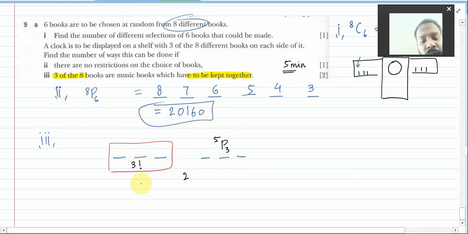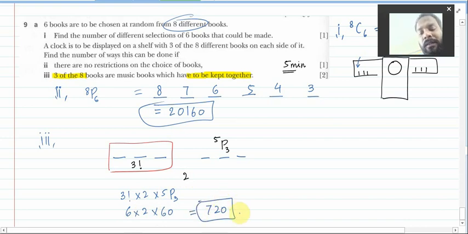So your final answer will be 3 factorial times 2 times 5 permutation 3. We can find out the value of the permutation. 5 permutation 3 is 60. So now it will be equal to 3 factorial, which is 6, times 2 times 60. So 60 times 12 is 720, and that is your answer.